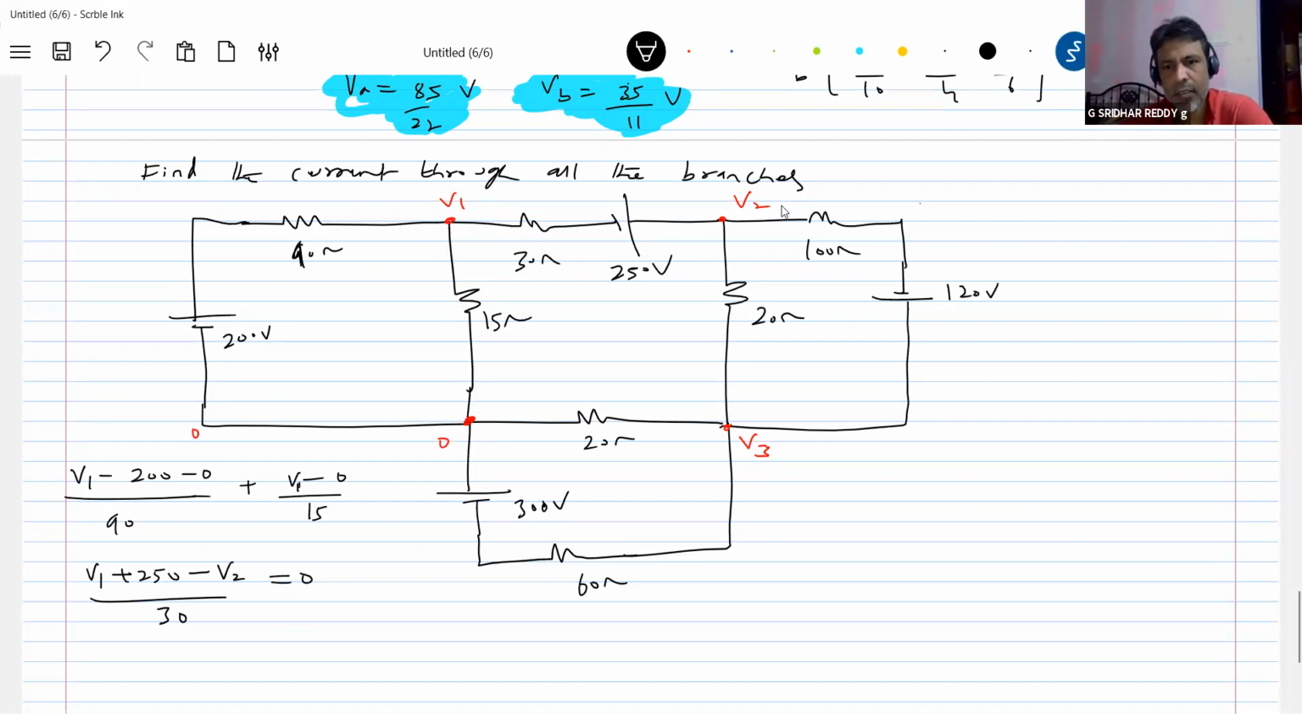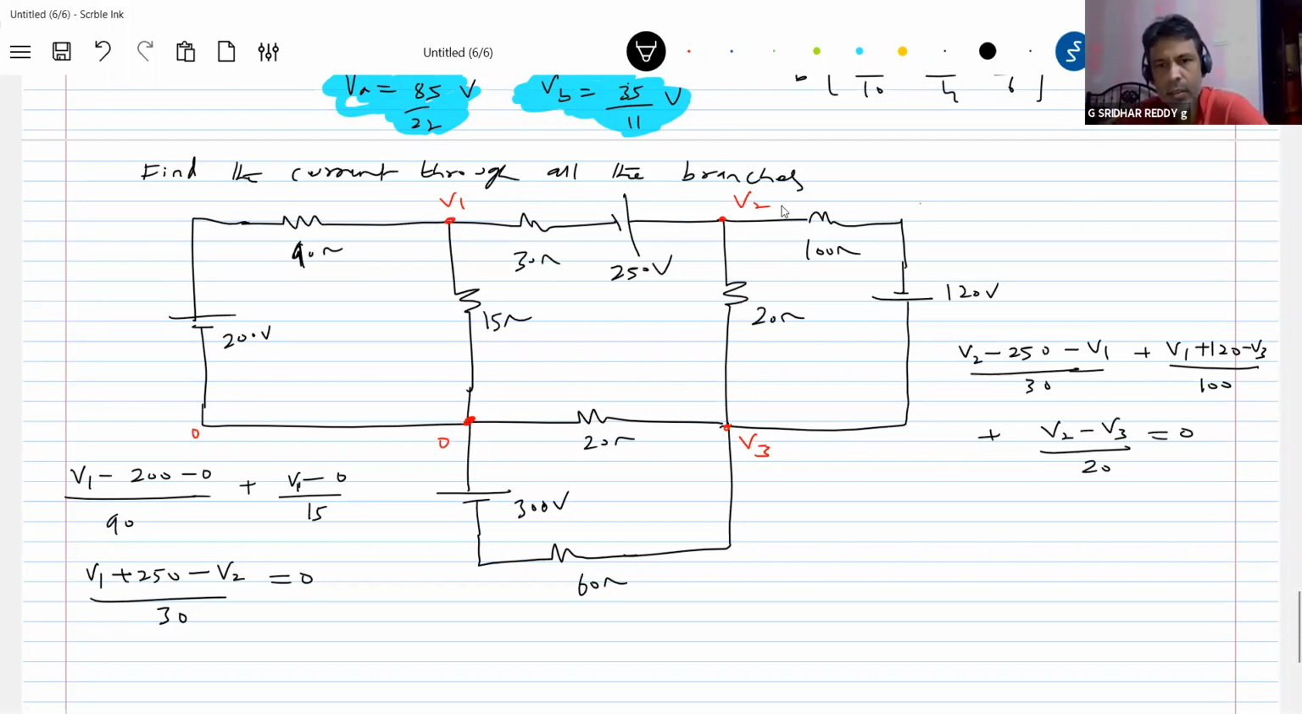For V2, the equation will be V2 minus 250 minus V1 by 30 plus V2 plus 120 minus V3 by 100. Okay, let me check it. V2 plus 120 minus V3 divided by 100. This will be V2 minus V3 by 20 equal to 0.